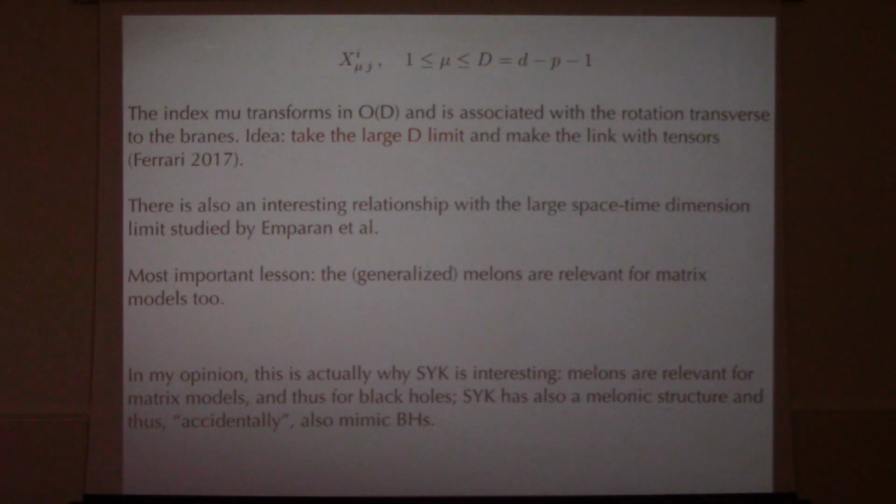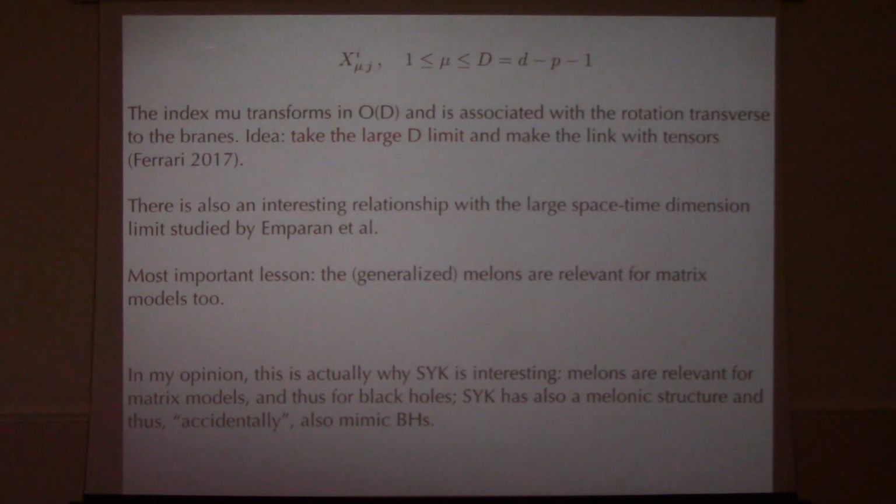The most important lesson of this point of view is to realize that melons, or generalized melons, are relevant for matrix models too. So not only relevant for tensor models, they're also relevant for matrix models when you do this large D limit. My personal opinion is that this is actually why SYK is interesting. Melons are relevant and interesting for matrix models, and we know that then they have to be relevant and interesting for black holes because they're related to matrix models. SYK also has a melonic structure, and thus sort of accidentally will also mimic the black holes. Of course, that's not the historical way these developments were introduced, but I think that's a logical way.